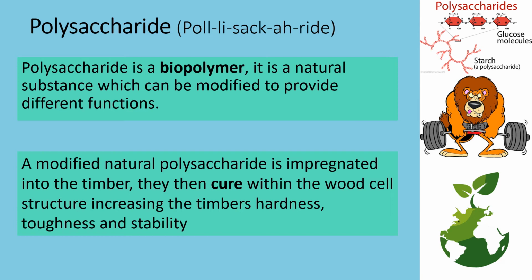A modified natural polysaccharide is impregnated into the timber. They then cure within the wood cell structure, increasing the timber's hardness, toughness, and stability. So when we say the term cure, we mean it hardens. So it hardens within the wood cell structure, increasing the timber's hardness, toughness, and stability. So that, once again, is polysaccharide.